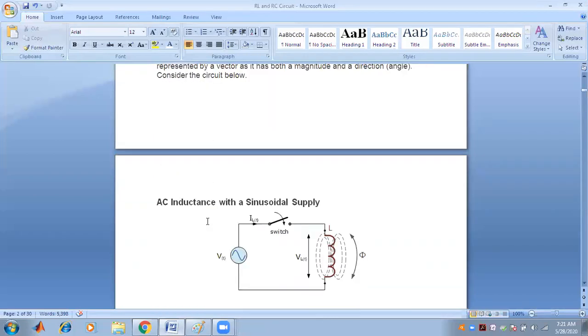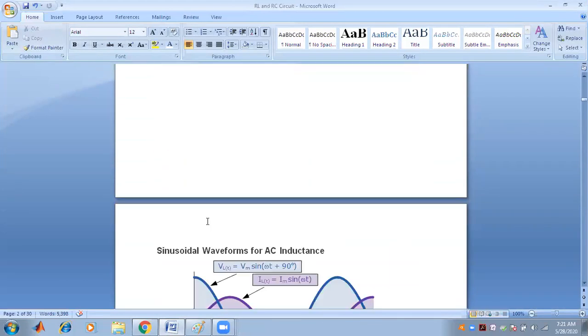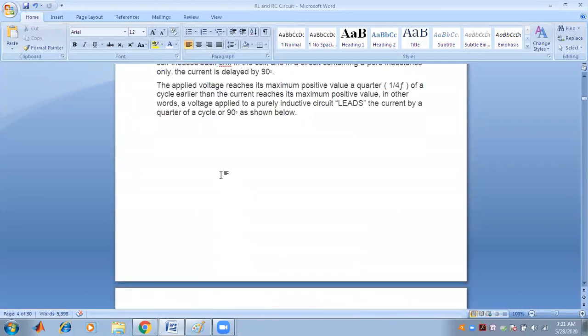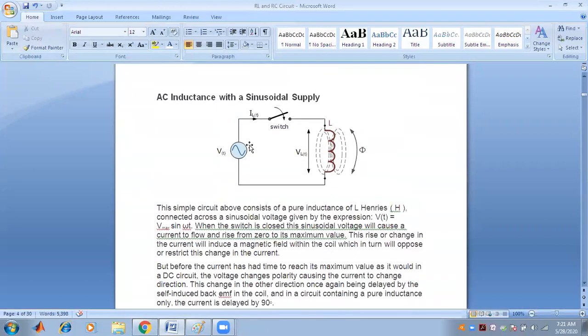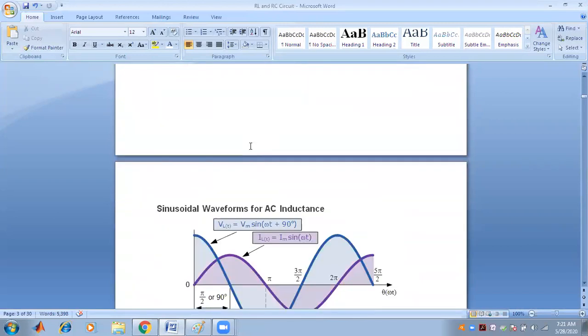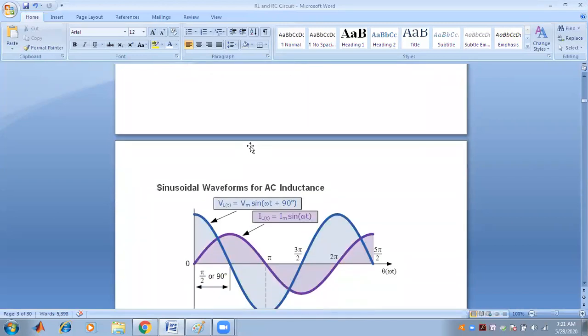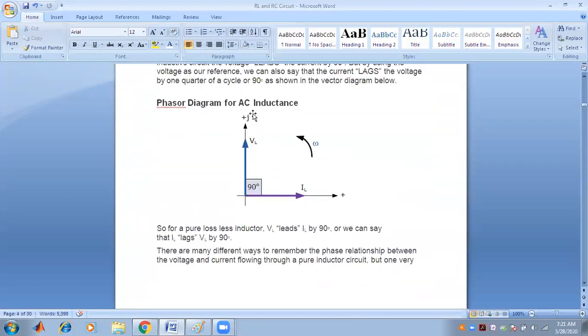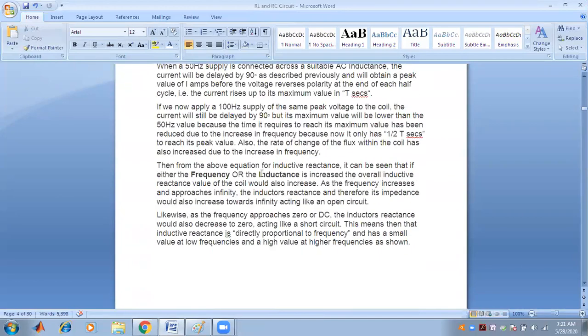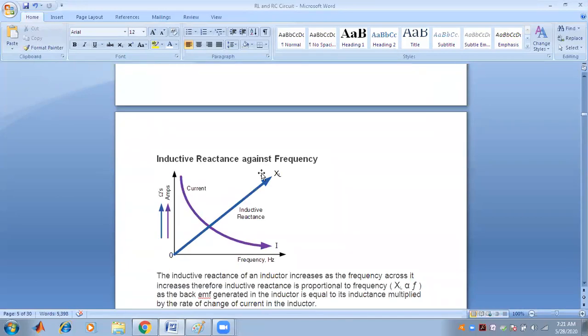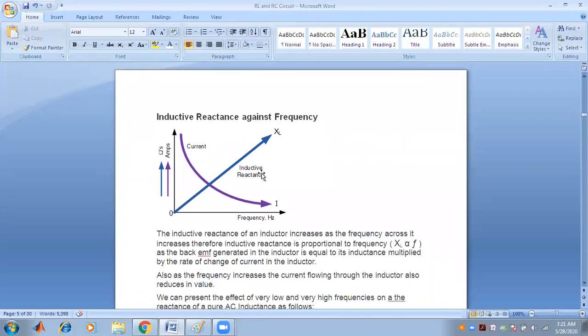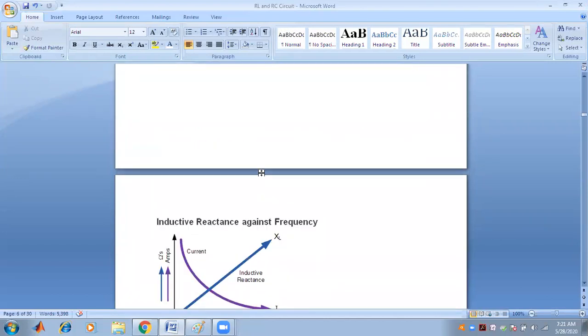This is generally an inductive circuit. What is inductance, what is the purpose of inductance, and if an AC supply is given to an inductance, what are the voltage and current outputs corresponding to the phase shift is known to us. This phasor diagram we have already done. So we will now only concentrate on the combination. First, we will see how the inductive reactance and the current are related to the frequency.